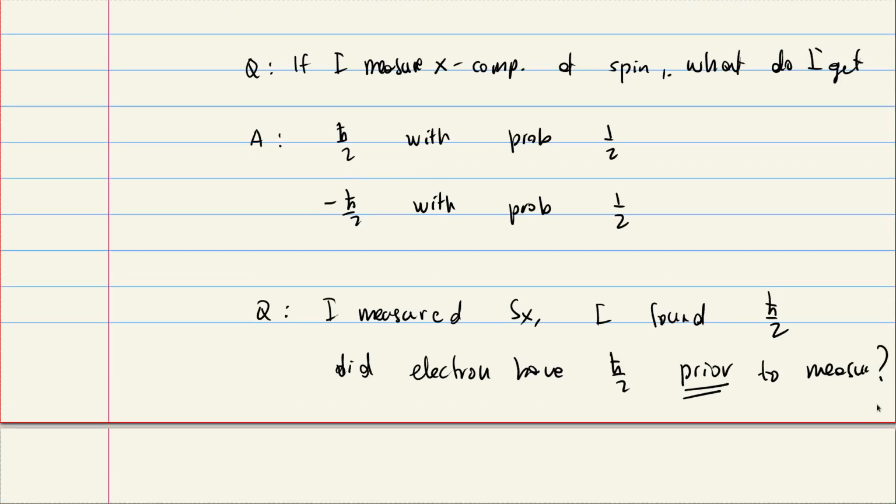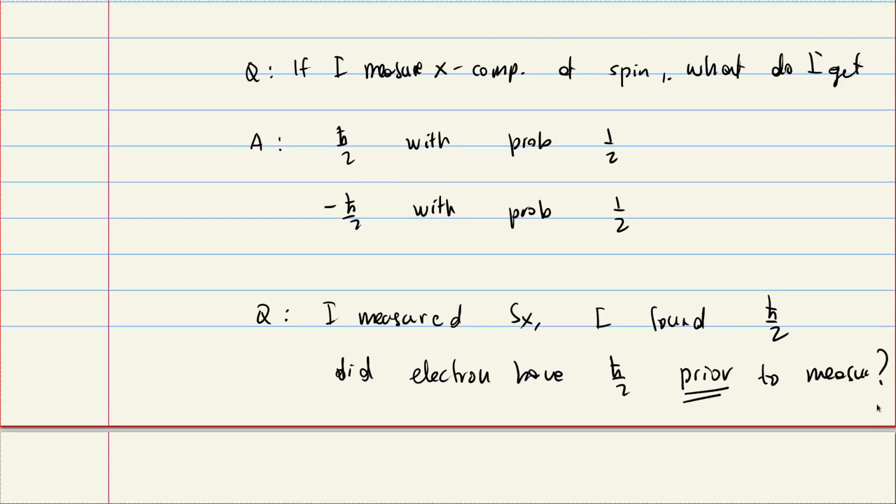I measured. Previously I didn't know. It was either h bar over 2 or minus h bar over 2, and I did the measurement, and now I found h bar over 2. After the measurement, I know what it is. But now I'm asking, because I get h bar over 2, does that mean prior to my measurement, the electron had h bar over 2? People will keep asking you. This is also a nonsense question.